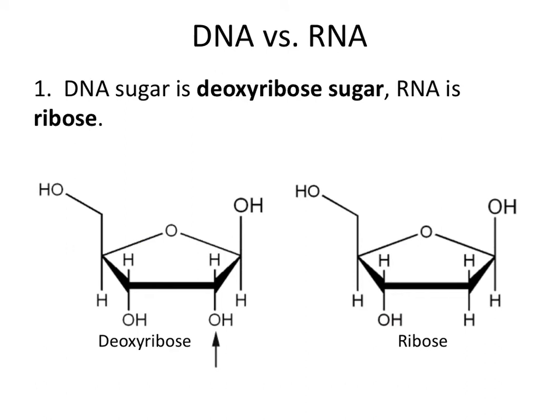So what's the difference between DNA and RNA? DNA has a different kind of sugar. It has a deoxyribose sugar versus RNA's ribose sugar. If you look at the chemical structure here, you will see that they are just a little bit different.